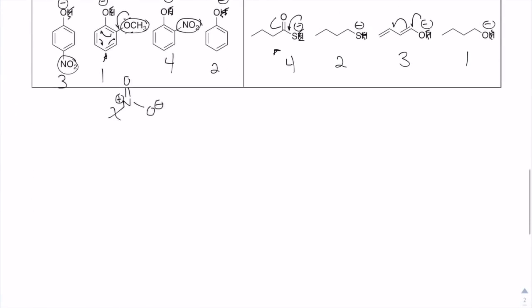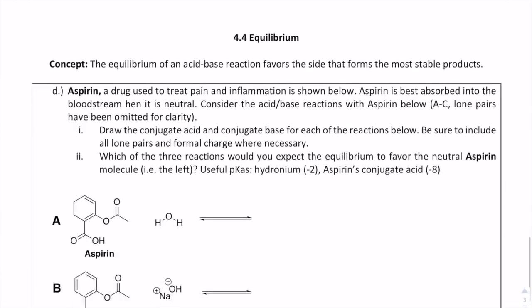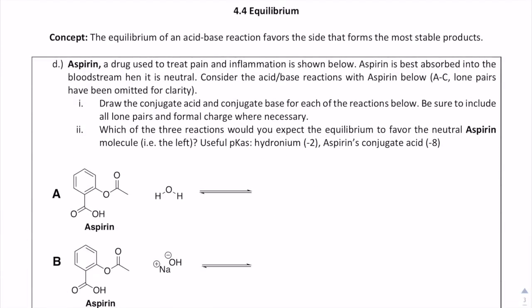All right, and then finally, we're just going to talk about equilibrium. The equilibrium of an acid-base reaction favors the side that forms the most stable products. And that should make sense. You want to favor or do a reaction that forms more stable products. You don't want to do a reaction that's going to form unstable products. So let's use this question from an old exam.